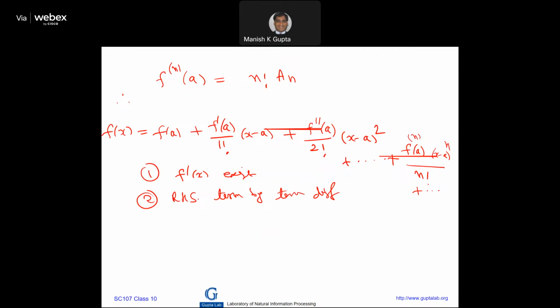What is this something? Mod of x minus a is less than something, capital R. And actually, you see that in case of e raised power x, this value is infinity. So x lies between minus infinity and plus infinity. So when you take the calculations and so on, I've been giving you some hints, but you need to work out other details.